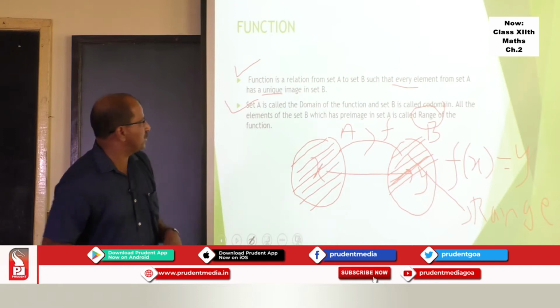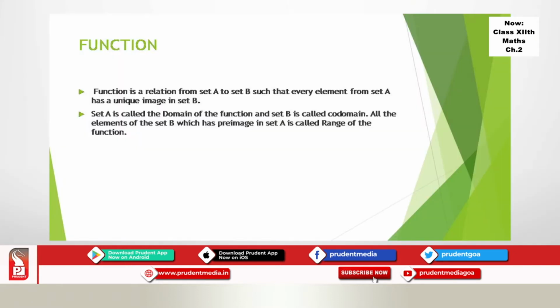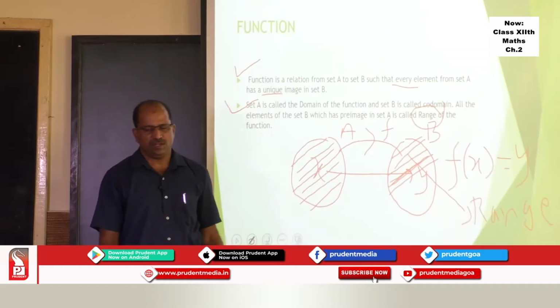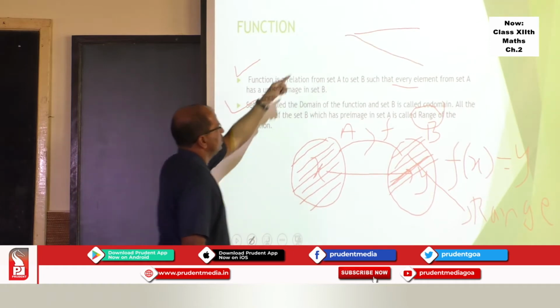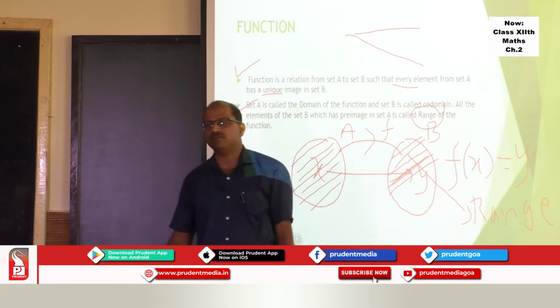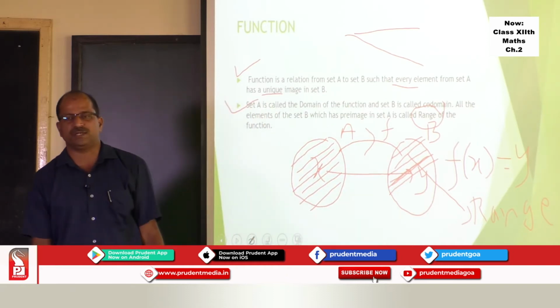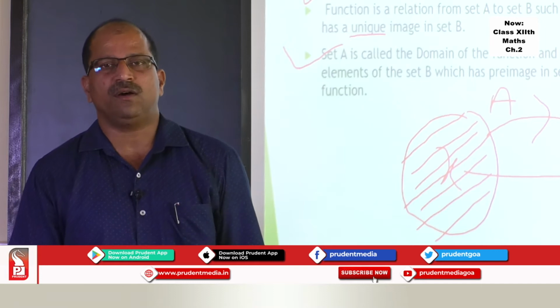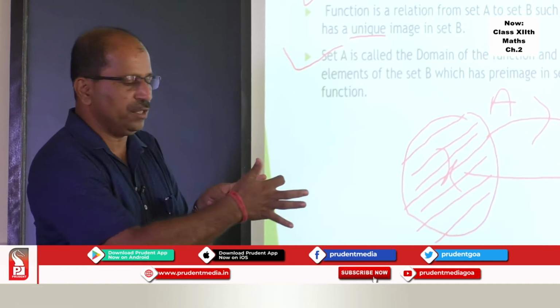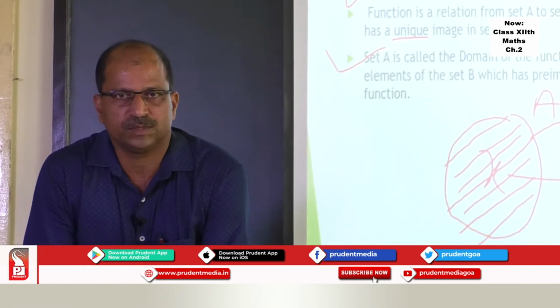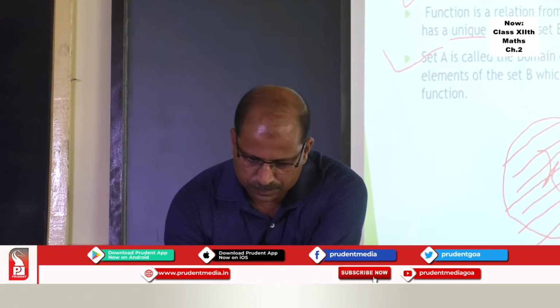So, is it clear to you? A function is a relation from set A to set B such that every element from set A has a unique image in set B. So, if you see, this is not a function. One to many is not a function, but one to many will be a relation. One to many cannot be a function, like this, 1 going to 2 cannot be a function. Let us go to the next slide.